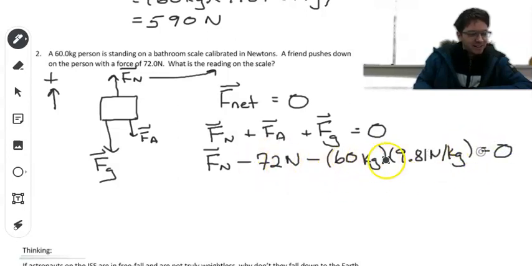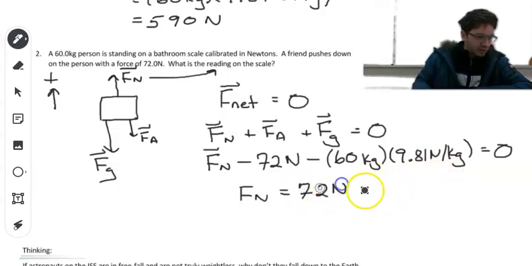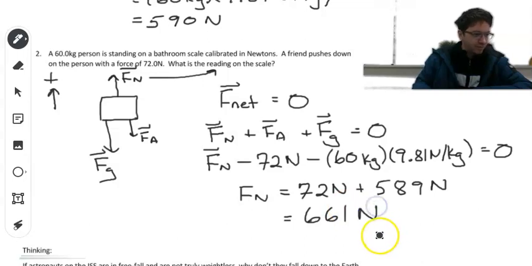So these terms I can bring to the other side of the equation. They'll become positive, and we'll get Fn equals 72 plus 60 times 9.8, so 72 newtons plus, and 60 times 9.8 without rounding to 590 is 589. I'm still rounding, but I'm doing it to just an extra significant digit. And that equals 661 newtons. Okay, so that's what the scale would read.